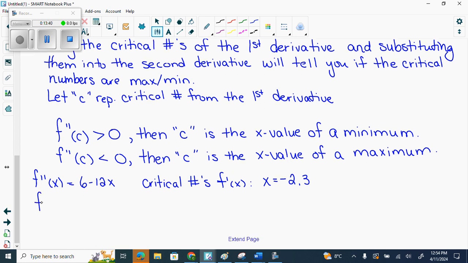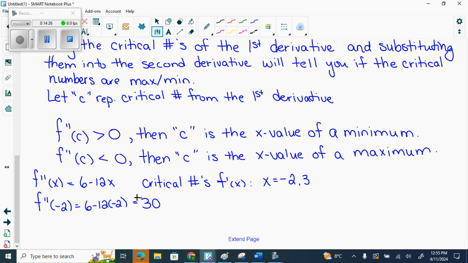So I go f double prime of negative 2, and I get 6 minus 12 times negative 2. And that's going to be what? What answer do we get? What's 12 times 2? 24 plus 6? 30. We got there. The mental math is a little scary. Do I care that it is 30? No, I care that it is positive.